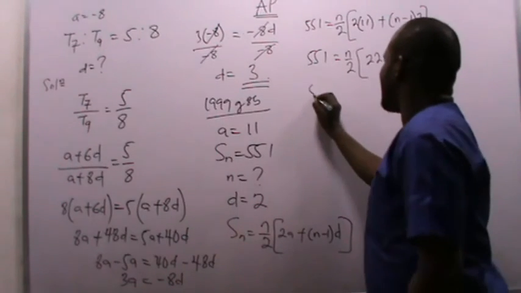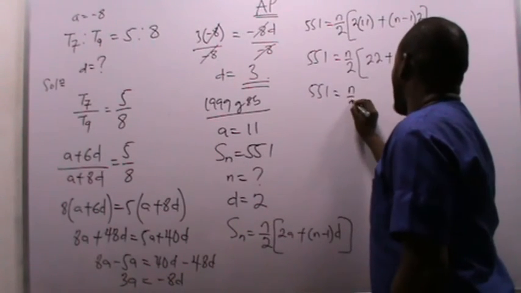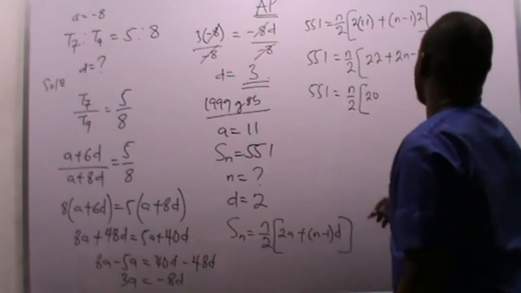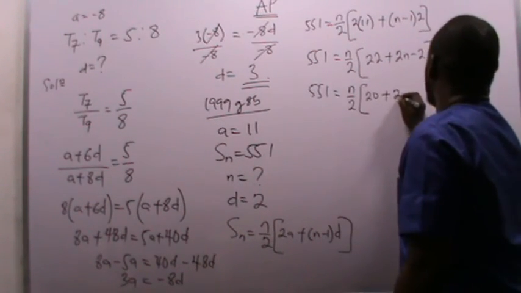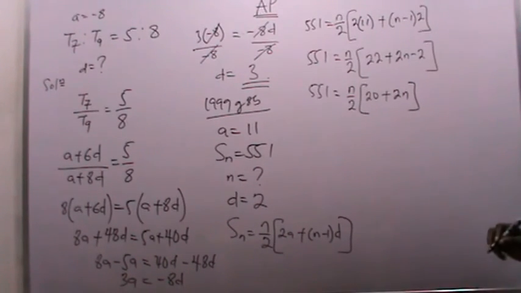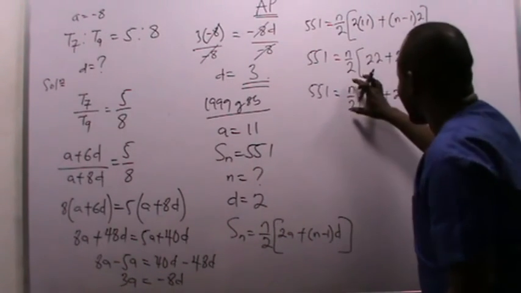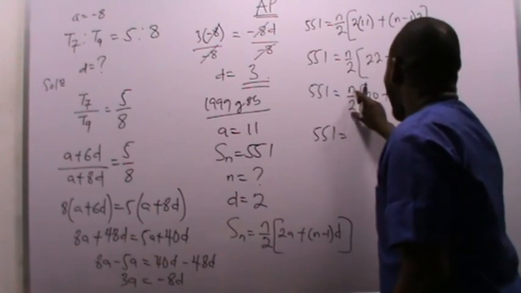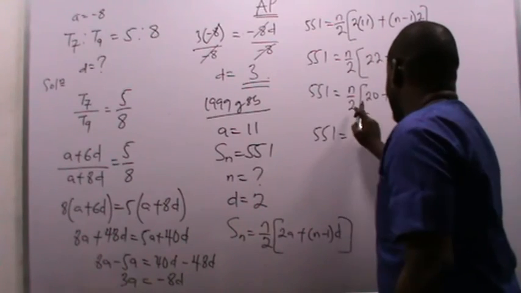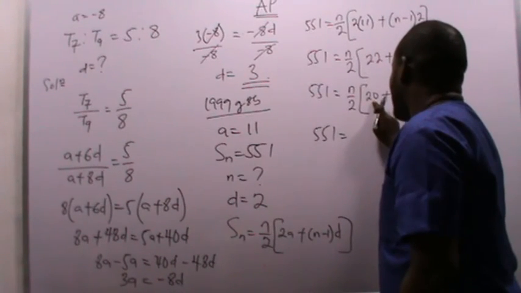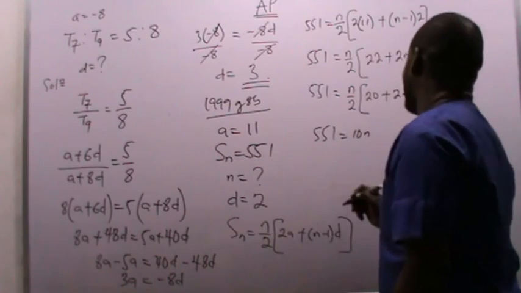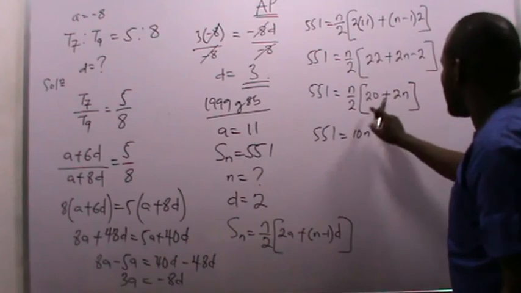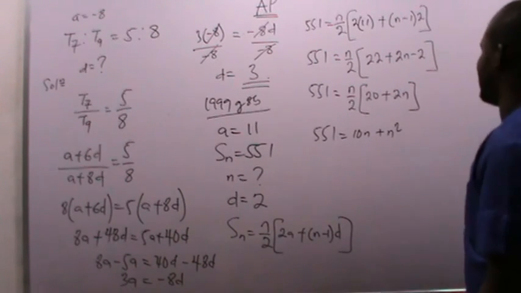So what do we have? 551 equals n over 2 bracket 22 minus 2. That will give me 20, plus 2n. You see it now. Now let us open the bracket because it is this times this. If we open the bracket, we have 551 equals n times 20. That will give me 2 will take care of 20 and reduce this to 10, so that will be 10n. Then n over 2 times 2n, 2 will take care of 2, leaving you n squared.